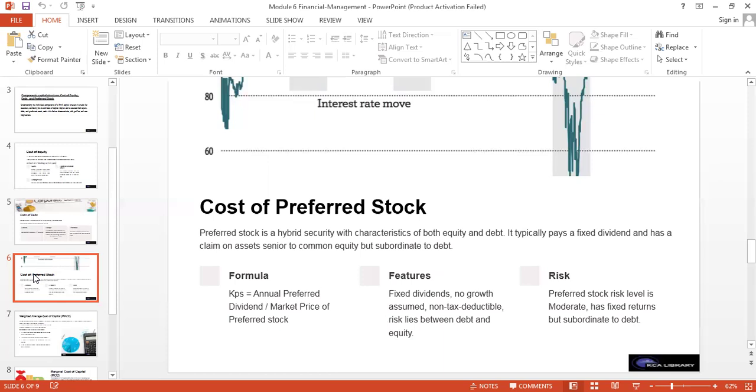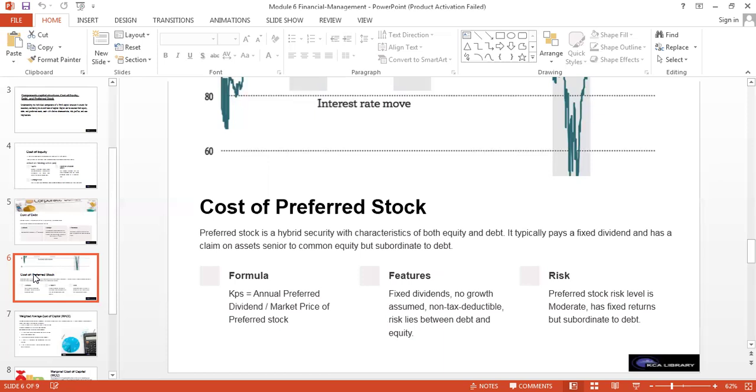We have the fixed dividend. It has a fixed dividend. No growth is assumed. It is non-tax deductible, and lastly, it lies between debt and equity. So the features are that it has a fixed rate of dividend, there is no growth assumed for the cost of preferred stock, and it is non-tax deductible. And lastly, risk lies between debt and equity. It is being shared between the two.